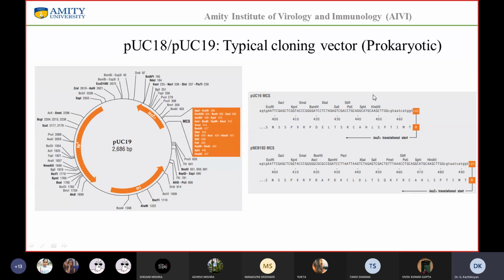This is the map for pUC19, from a company called New England Biolabs. NEB also has its own version of this plasmid, which is a little improved, and it carries a whole bunch of additional restriction enzymes. This is probably a little bigger in size. The size of this plasmid is around 2,686 base pairs, or typically we call it 2.6 kilo base pairs, and it has a lacZ.